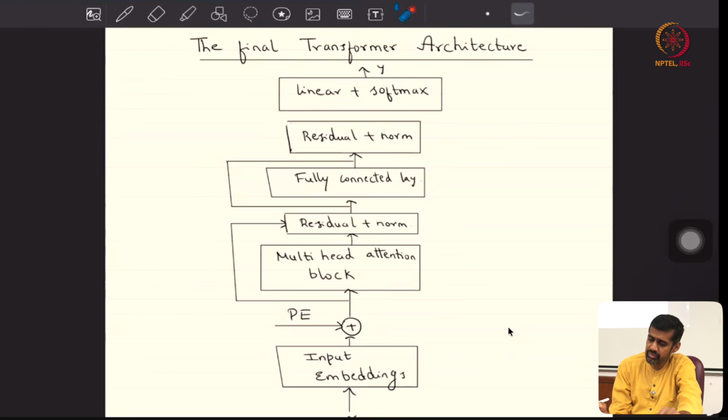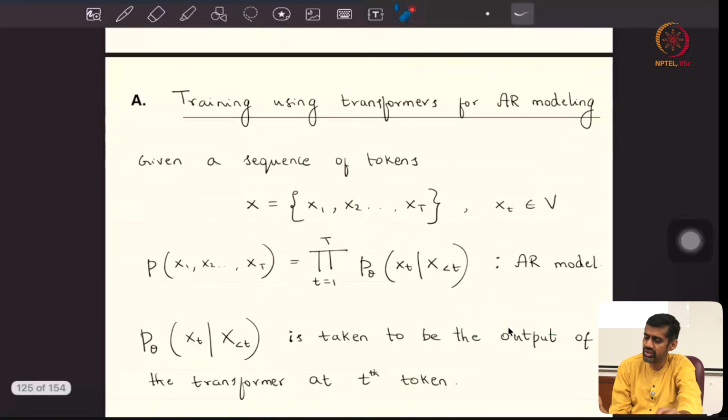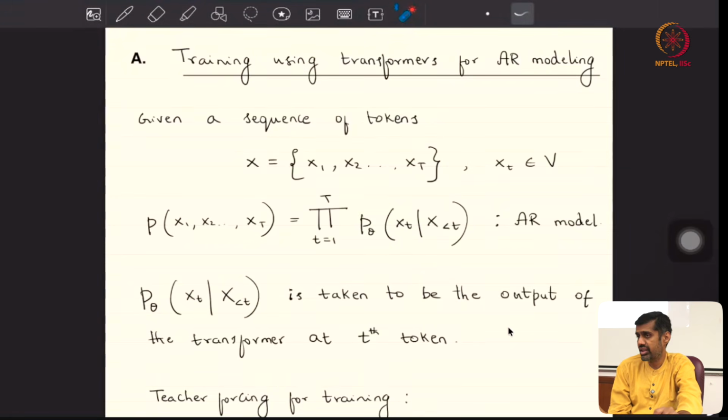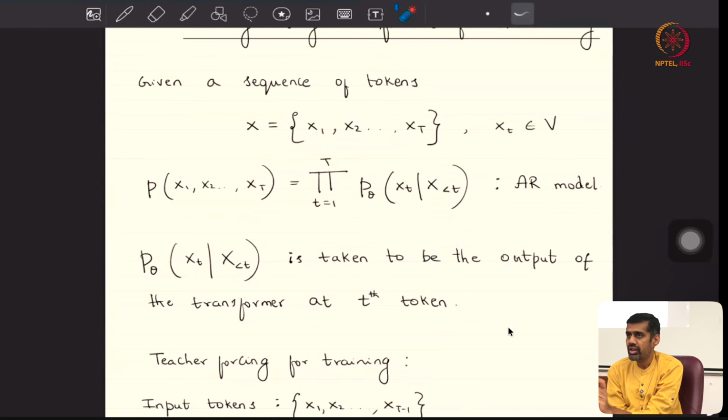So now, how do you train this? You have a sequence of tokens, x1 through xt, and we have assumed an autoregressive formulation here, and this comes up because there is causality. P theta of xt given x less than t is taken to be the output of the transformer at the tth token. So you take a sentence or any sequence, take any tth token, and give everything till t minus 1 as an input to the transformer and predict the tth token, that is it.